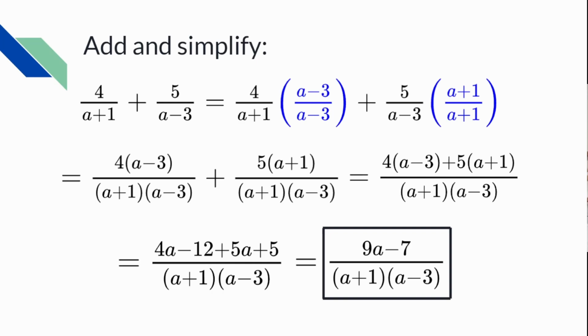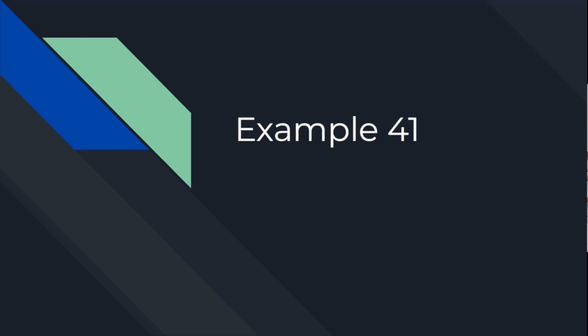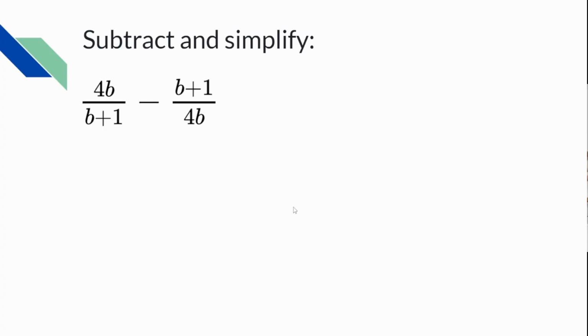Moving on to example 41. Okay, here we go. Here we're subtracting 4b over b plus 1 minus b plus 1 over 4b. So once again, we're going to take the common denominator to be the product of these two denominators. So 4b times b plus 1 needs to show up in both denominators before we can subtract this.